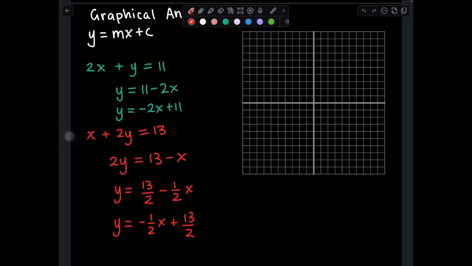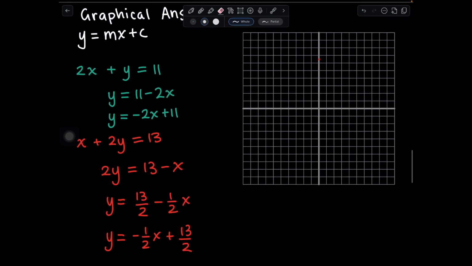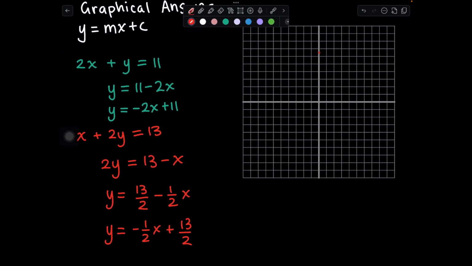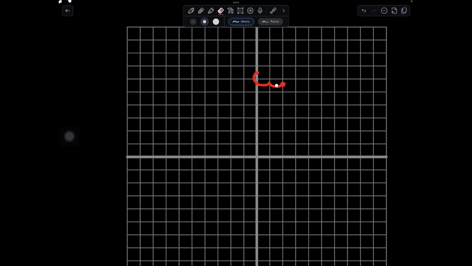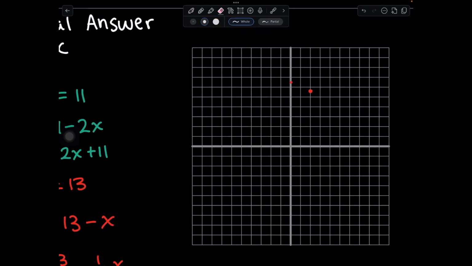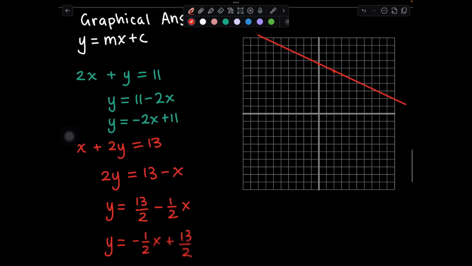So let's draw this. If we have 13 on 2 as our y-intercept, it goes through 6.5. So 1, 2, 3, 4, 5, 6.5. So it goes through there. Then it goes down by 1 for every 2 that it goes across. So it goes down by 1 to here, and then it goes across by 1, 2. So you can see how that's our next point that it goes through. Then all we do is connect a line straight through those points. I hope you can see that.